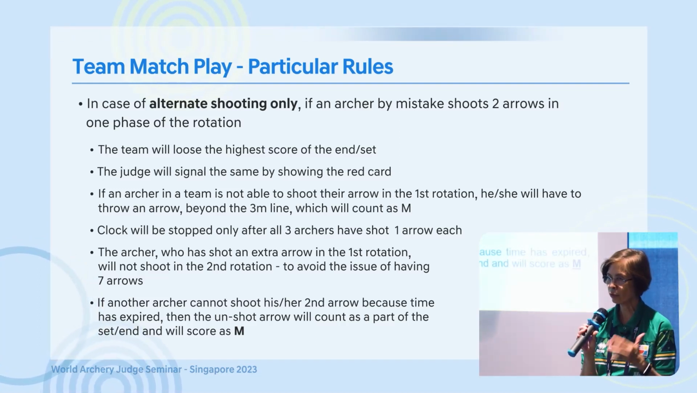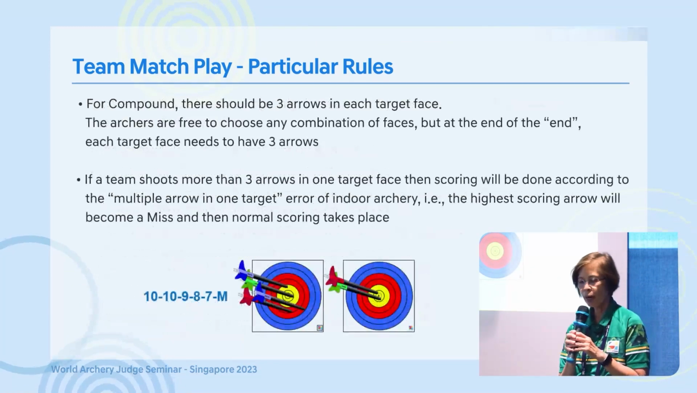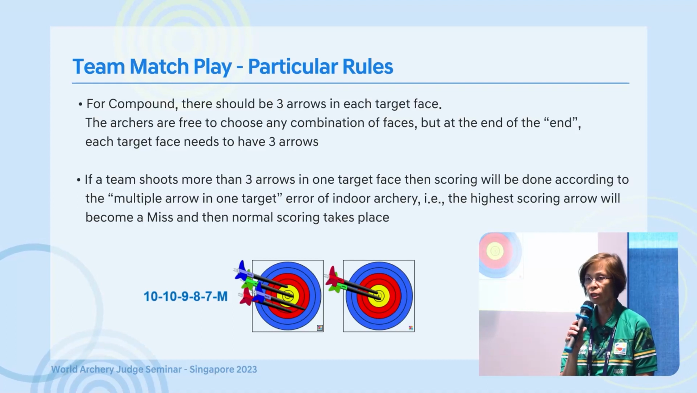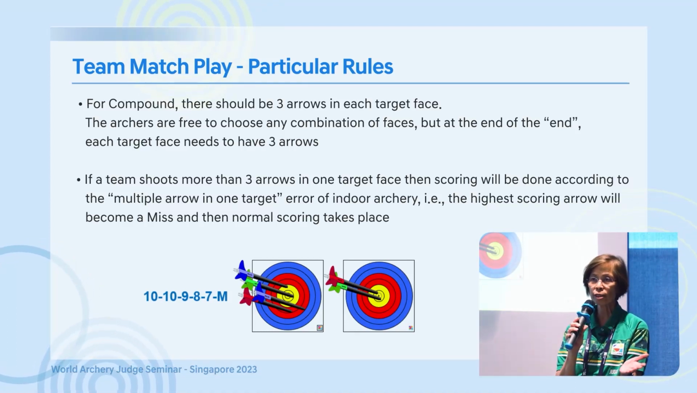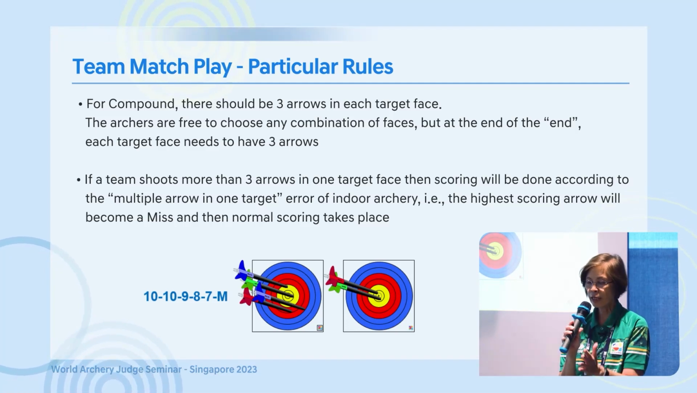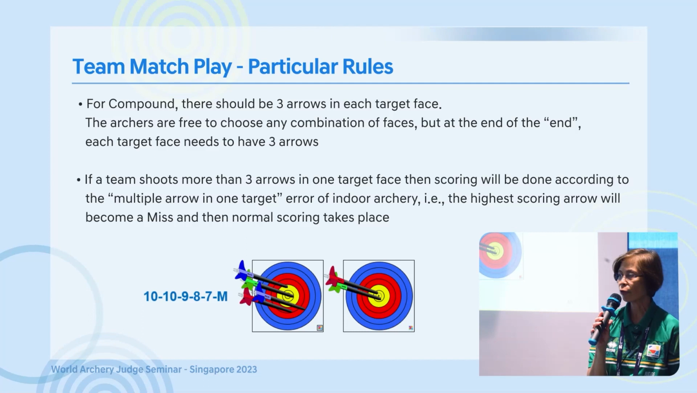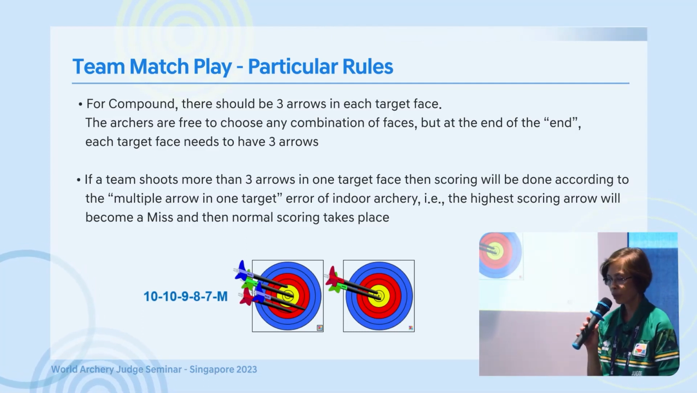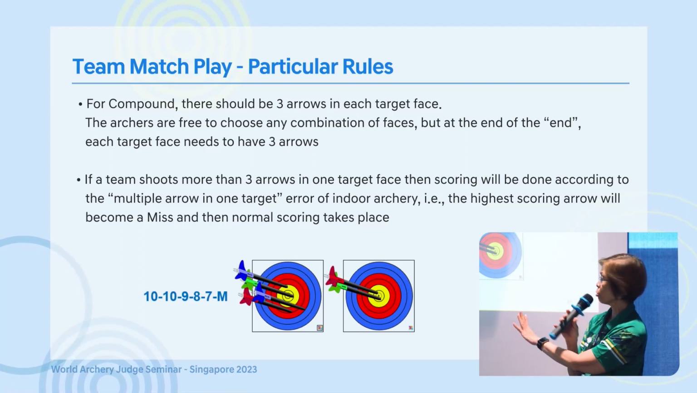Part of the set and will score as a miss. And for compound, there should be 3 arrows in each target. The archers are free to choose any combination of faces, but at the end, each target face needs to have 3 arrows. Okay, so if you look at this, the team shoots more than 3 arrows in one target face.